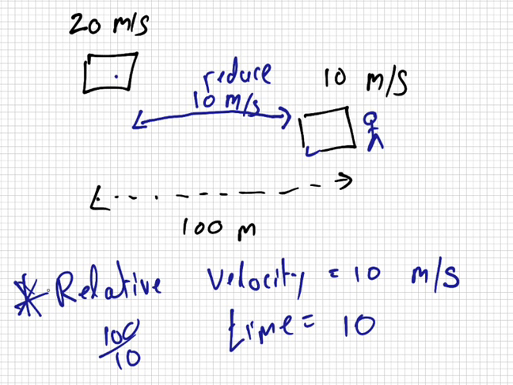So how did you get the time from that? Well, as Mohammed was saying, the speed is 10 meters per second, and how far apart are the cars? 100. So if you lose 10 meters every second, how long until it becomes 0? Well, 10 seconds. It goes 100, 90, 80, 70, 60, 50, 40, 30, 20, 10, 0. 10 seconds.